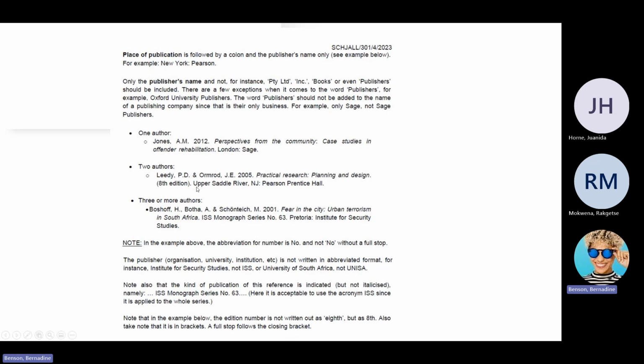Okay, and then it's Upper Saddle River. Now, not everybody knows where Upper Saddle River is. This is in New Jersey. So you would then have Upper Saddle River, comma, space NJ, which stands for New Jersey, colon, space, Pearson Prentice Hall, in this case, is the publishers. So that would be 3 or 2 or more authors in terms of the reference list.